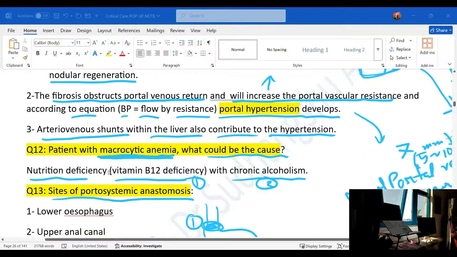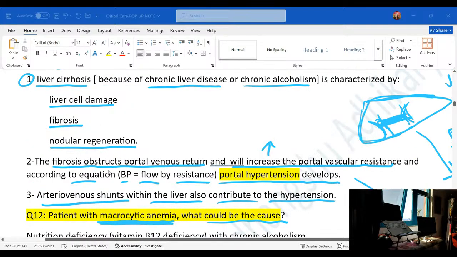One is cirrhosis of liver, which causes liver cell damage, fibrosis, and nodular regeneration, and the fibrosis obstructs the portal venous return, which will increase the portal vascular resistance, and blood flow against resistance increases the pressure, portal venous pressure. And if there is any arteriovenous shunt within the liver, it contributes to hypertension.